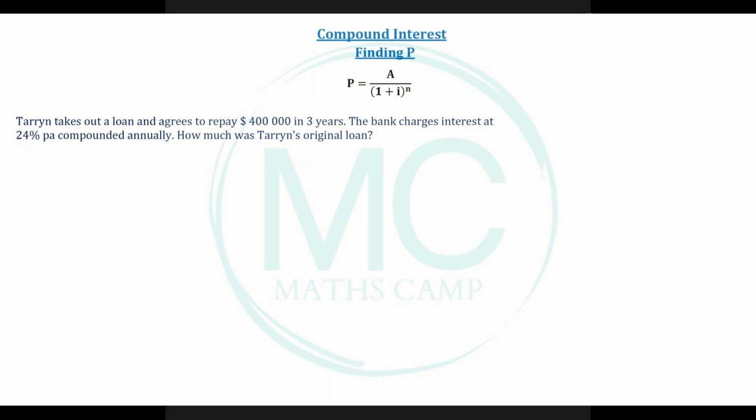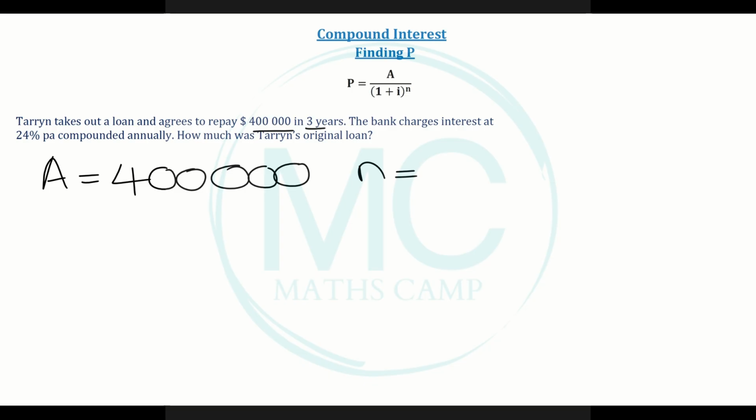Taryn takes out a loan and agrees to repay $400,000 in 3 years. The bank charges interest at 24% per annum compounded annually. How much was Taryn's original loan? Here we are looking for P. So let's find our A, I, and N values. Taryn agrees to repay the bank $400,000. So we can say A is equal to 400,000. She repays the bank over a duration of 3 years. So N is equal to 3.